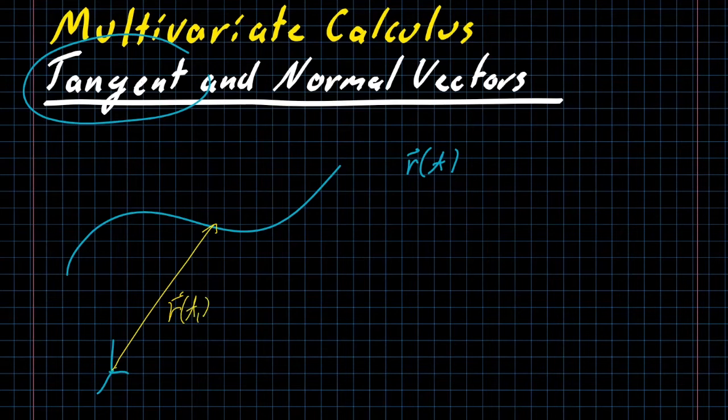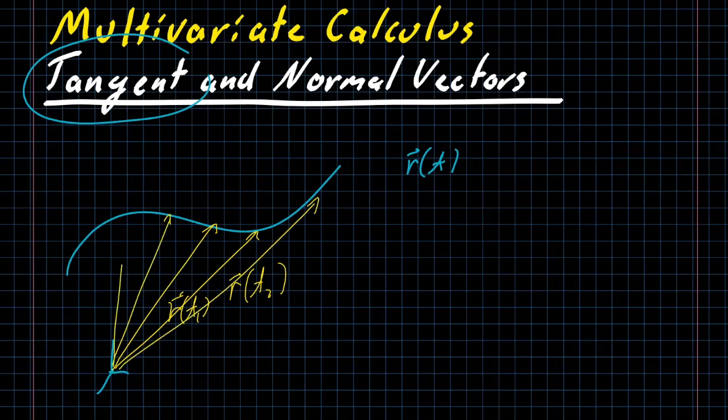And if we let time progress a little bit, there will be a vector pointing to the curve at that next moment in time. And continuing onward, we could go backwards in time. We can go forwards further in time. We get all these vectors pointing from the origin to the graph at various points. And our goal is to find for a particular point, let's say this one, the line which is tangent to the graph.